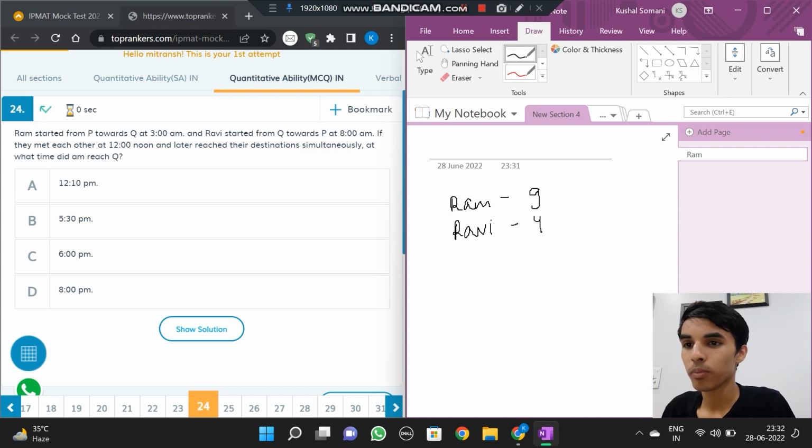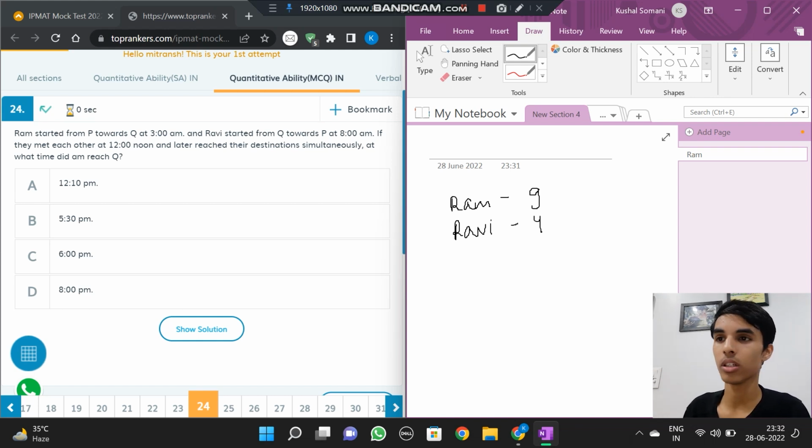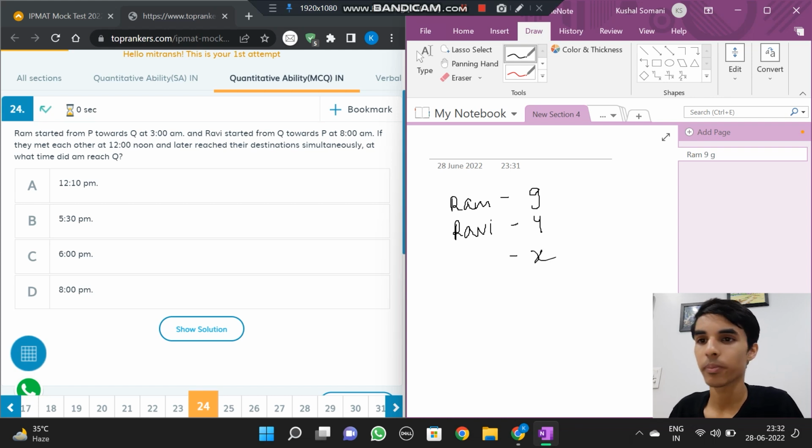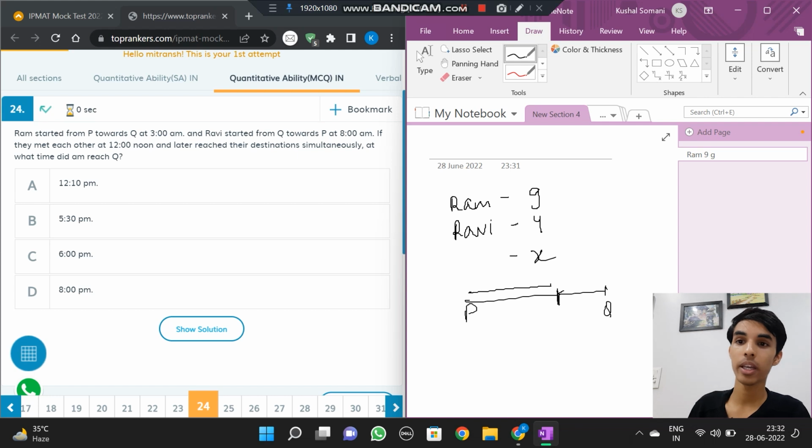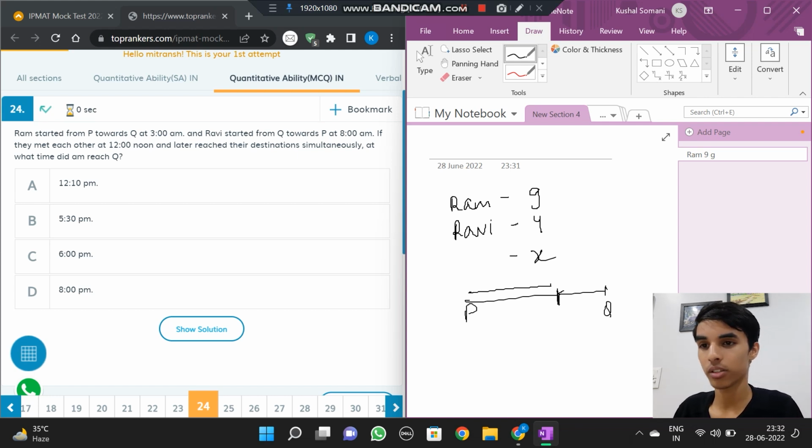After that, both of them reach simultaneously, which means both of them take an equal amount of time to reach their respective destinations. Let's say that amount of time is X. Let's say this point is P, and this point is Q. This meeting point, Ram has already traveled in 9 hours, while the same distance is traveled by Ravi in just X hours.